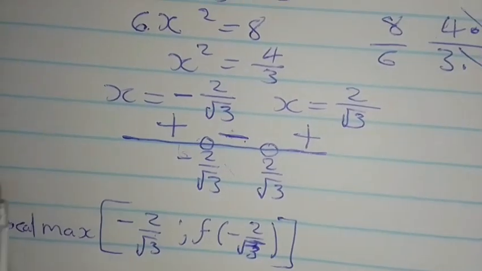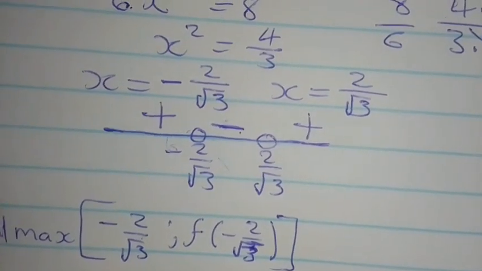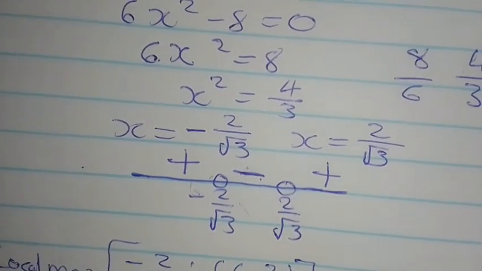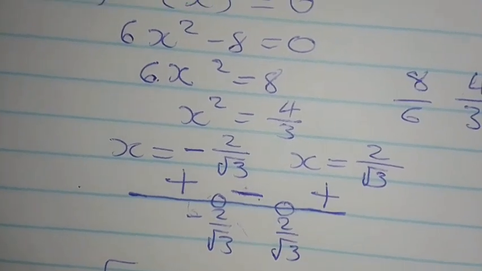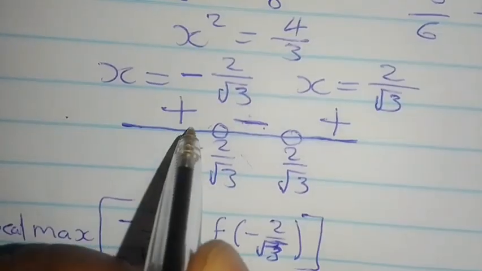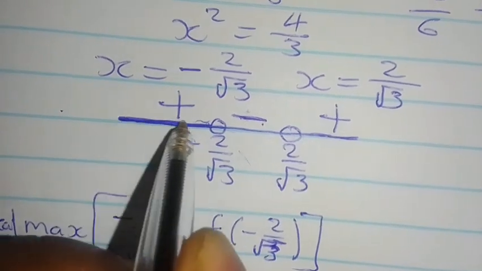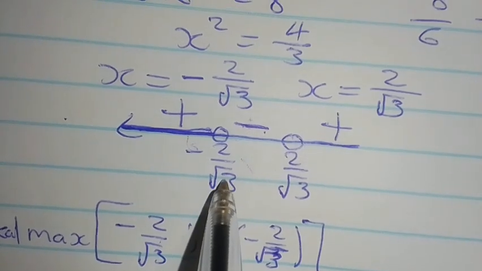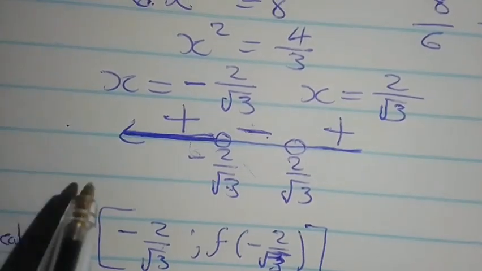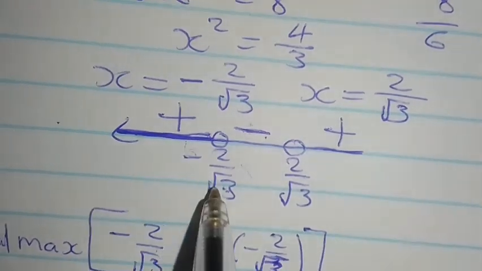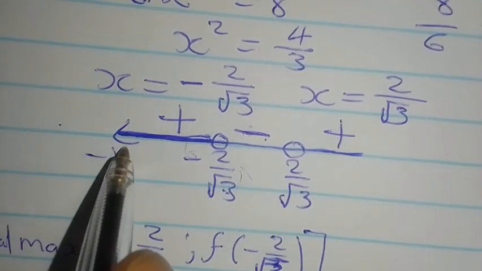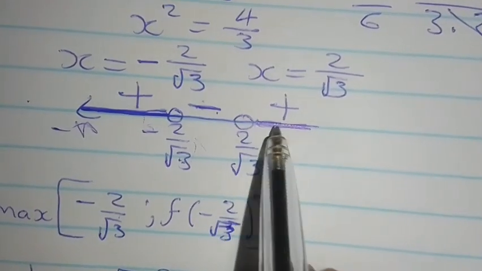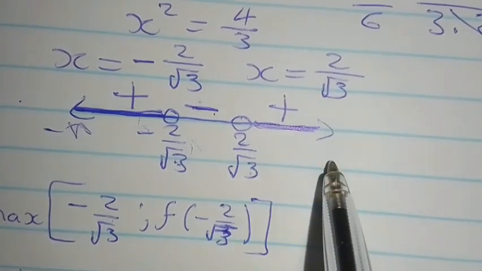Now, where is the function increasing and where is the function decreasing? The function is increasing if the first derivative is greater than 0. And the function is decreasing if the first derivative is less than 0. Here, you can see that the function is increasing since we get a positive answer, for values less than minus 2 over root 3. So that means it's the negative values from this point going all the way to negative infinity. And it's also increasing on this interval from 2 over root 3 all the way to infinity.